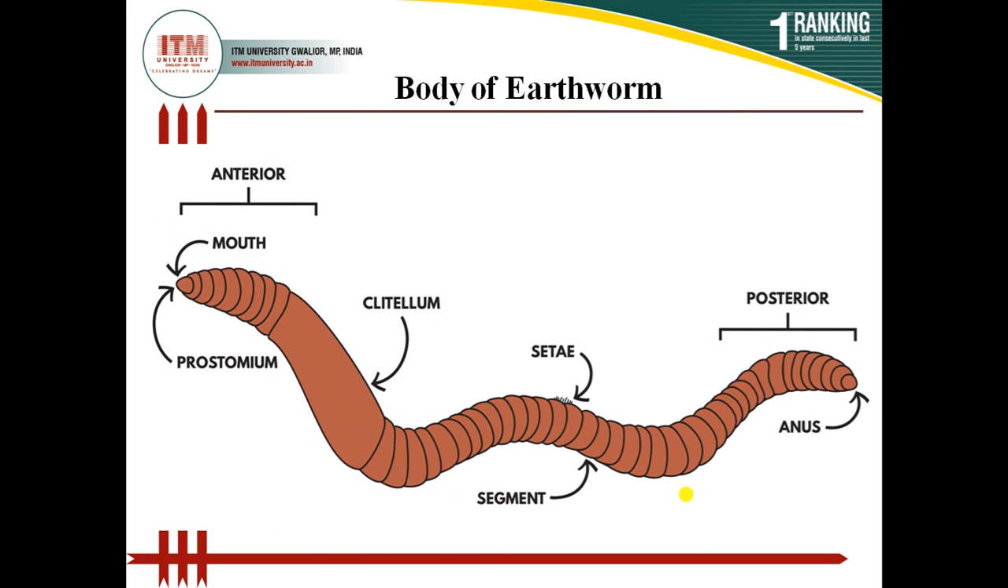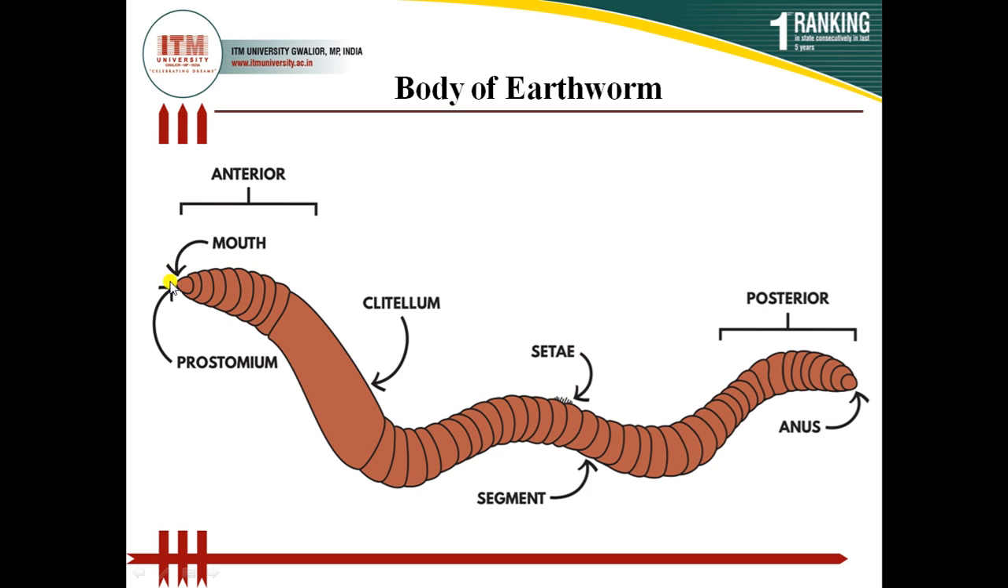So this is the body of the earthworm. The front portion of the earthworm is known as anterior and the back portion, the last portion, is known as posterior. In the anterior it has the mouth and prostomium. Then the middle part, slightly towards the front side, is the clitellum. The whole body of the earthworm is segmented, and each part is known as a segment. It has setae also, small hairs present on the segments. Then the last segment is the anus. So the first segment is the mouth, the last segment is the anus.